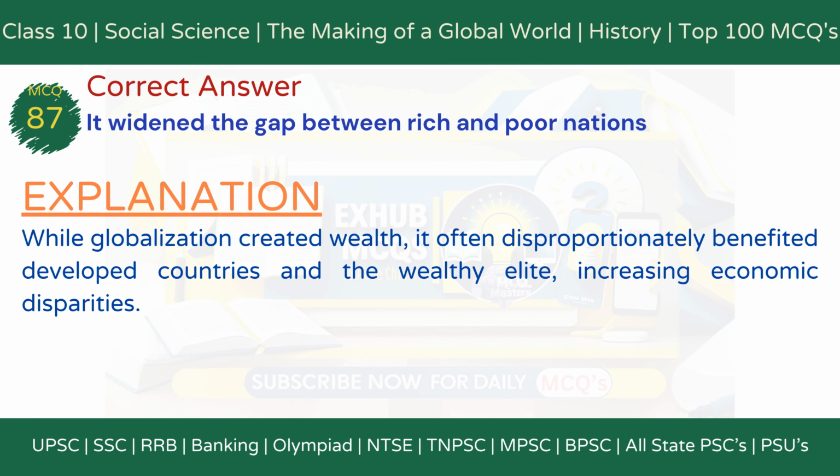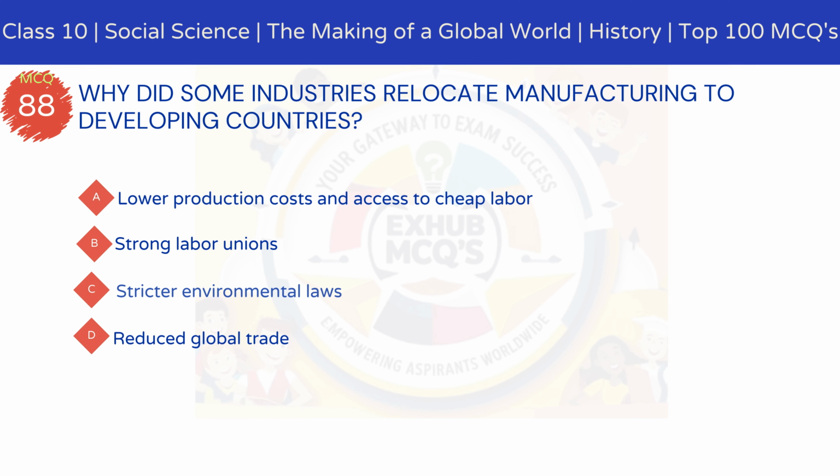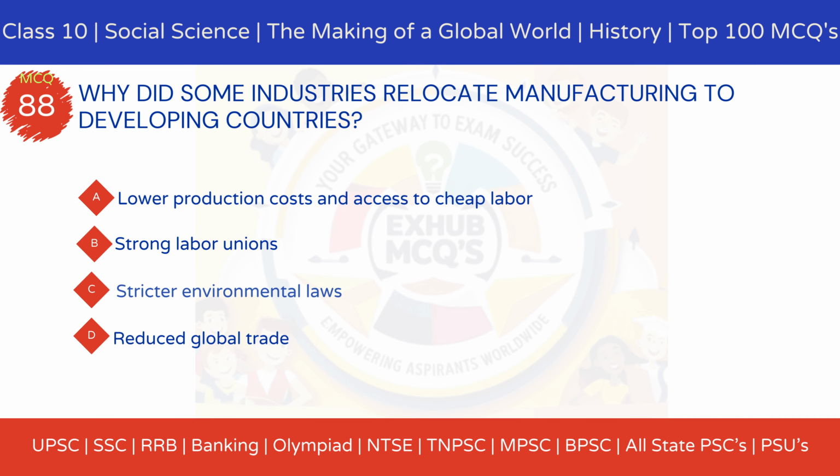The correct answer is option A. It widened the gap between rich and poor nations. Explanation. While globalization created wealth, it often disproportionately benefited developed countries and the wealthy elite, increasing economic disparities. MCQ 88. Why did some industries relocate manufacturing to developing countries?